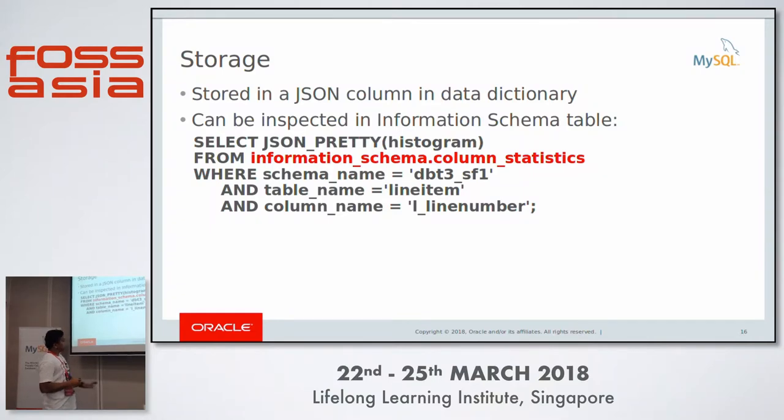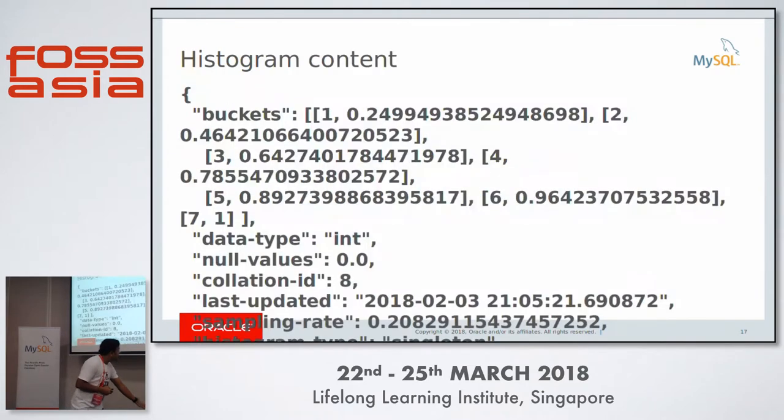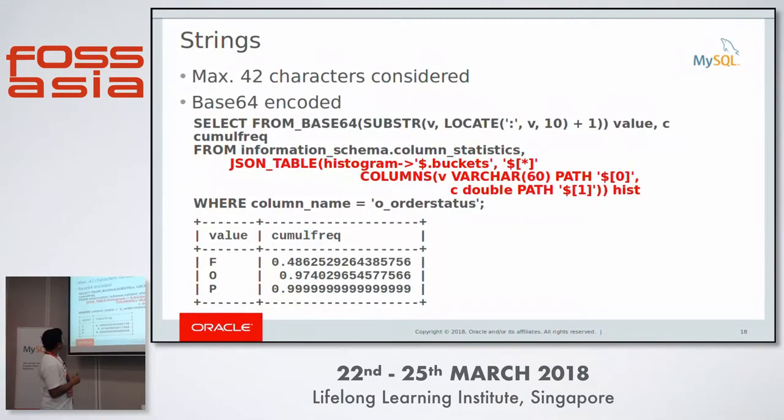So histograms are stored as JSON values in the data dictionary. They can be queried from the information schema table. So basically, you can query to see how the histogram looks. Basically it will look something like this. If you have values, it will show you the cumulative frequencies of these values. But this is mostly the metadata that you are going to get.